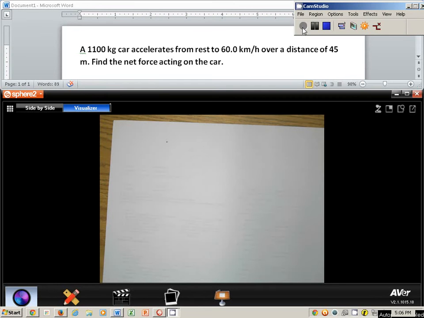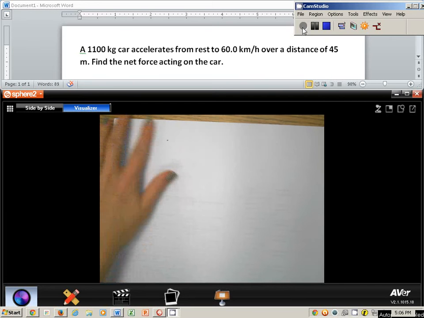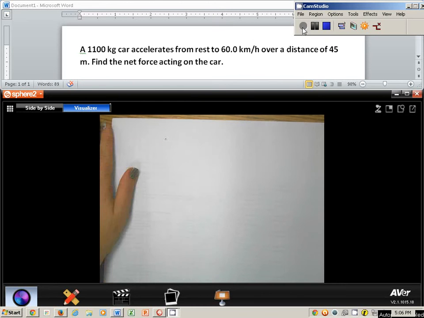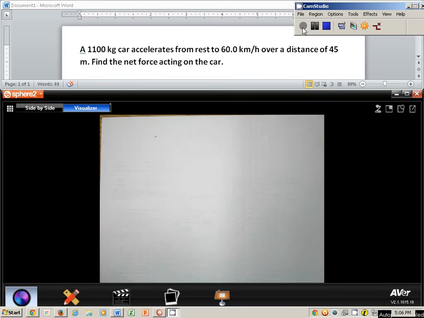This is going to be a quick video to explain how to work force problems that also involve acceleration problems. So for my problem that I have here, the first thing I always need to do is to draw a picture. It says that there's a car accelerating from rest.